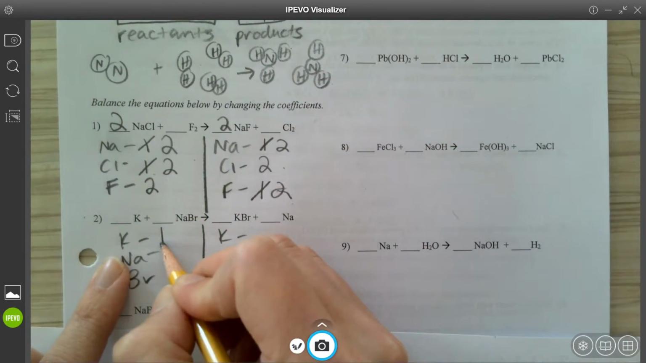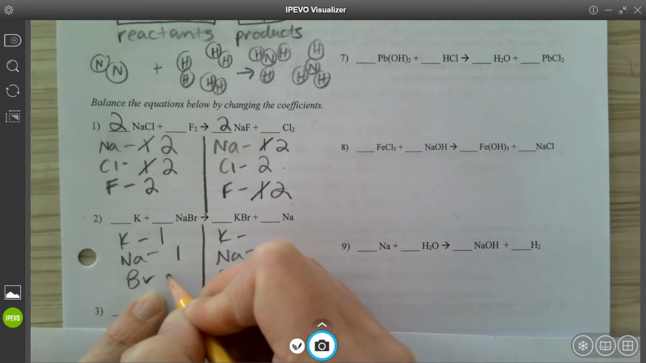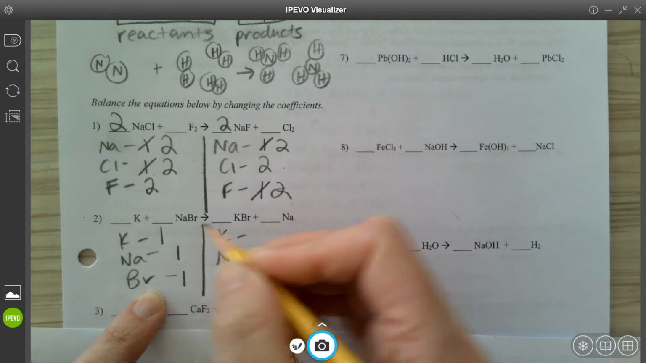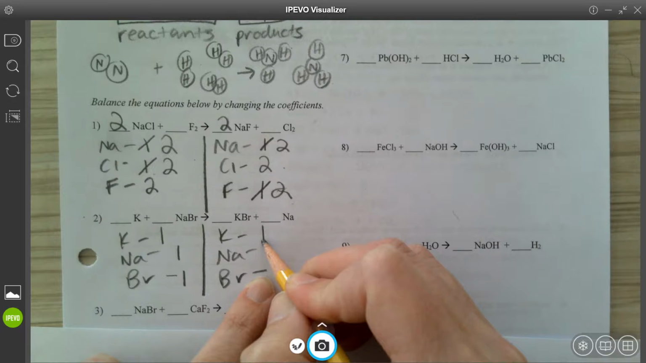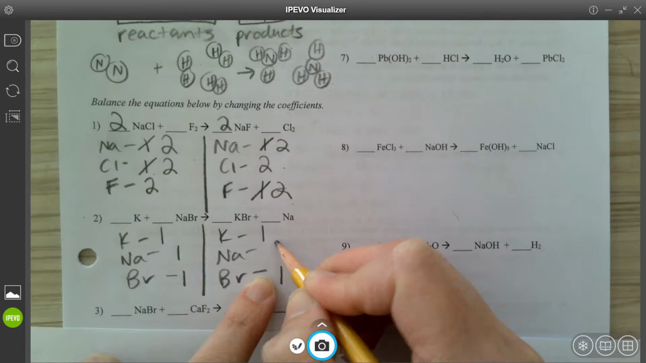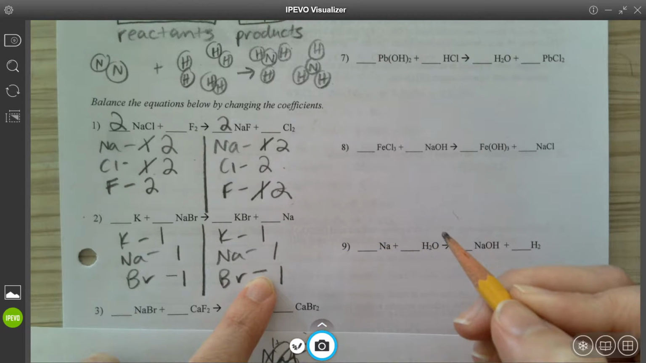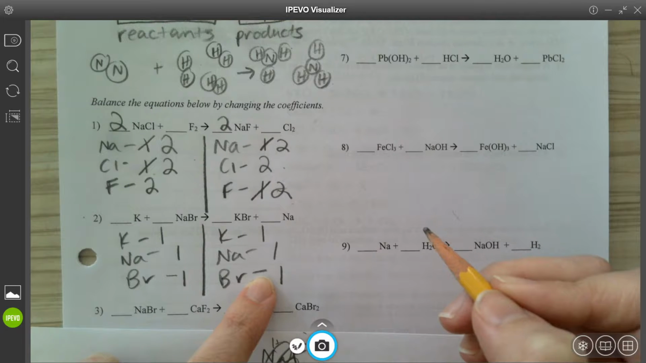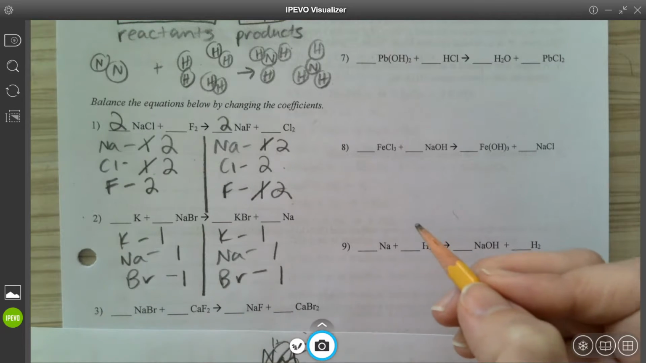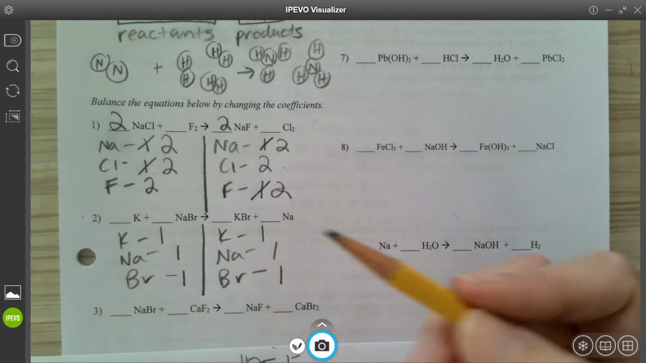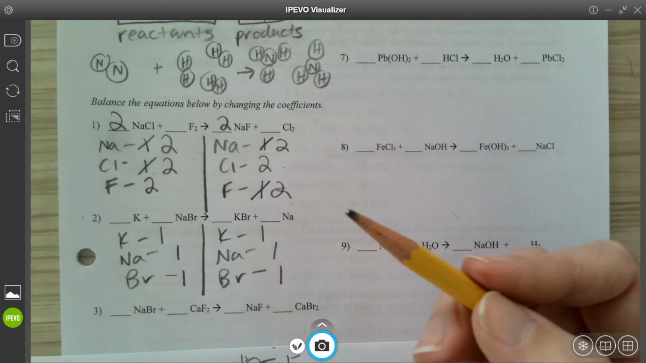All right. For K we have 1, for Na we have 1, for Br we have 1. Nice and easy. After the arrow, K is 1, Br is 1, Na is 1. Do we need to do anything? No, it's already balanced, okay? So if something's already balanced, you can just leave everything blank, it's fine, okay?